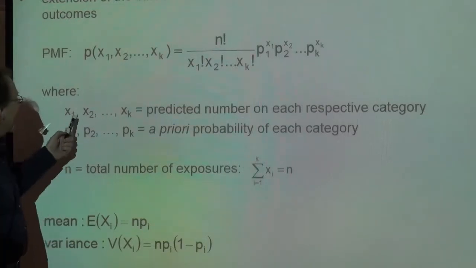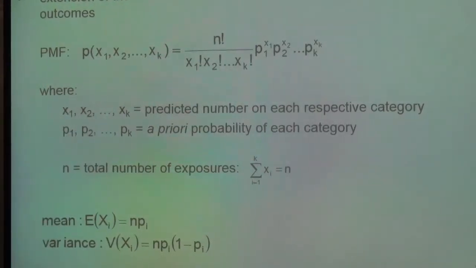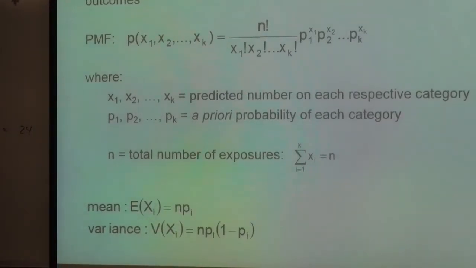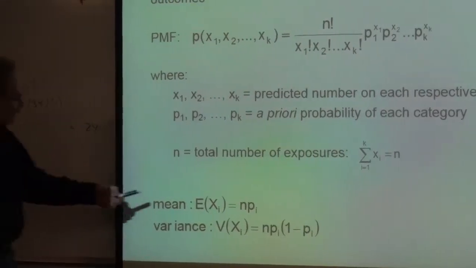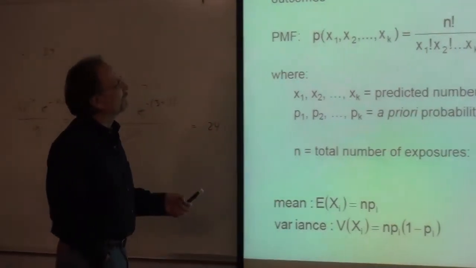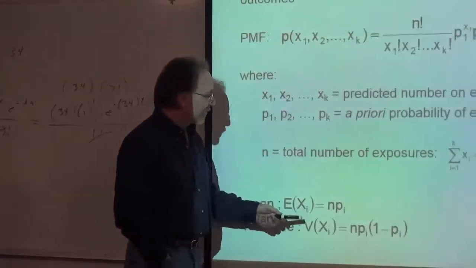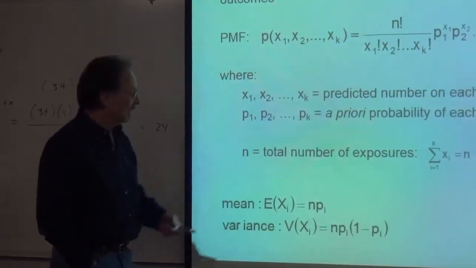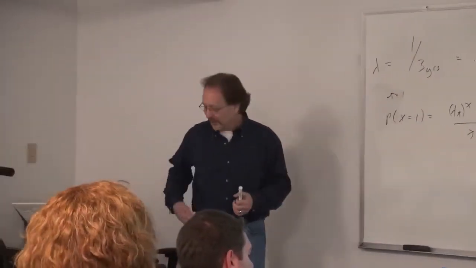So this has to add up to n, the total number, the number of predicted occurrences in each category, and also, even though I didn't put it there, these have to add up to 1, just because you have to account for your entire sample space. And you have an expected value and a variance associated with each category, and the expected value in category i is n times p sub i, and variability is n times p sub i times 1 minus p sub i. Same as binomial, except now we're extending it to more than 2 occurrences.